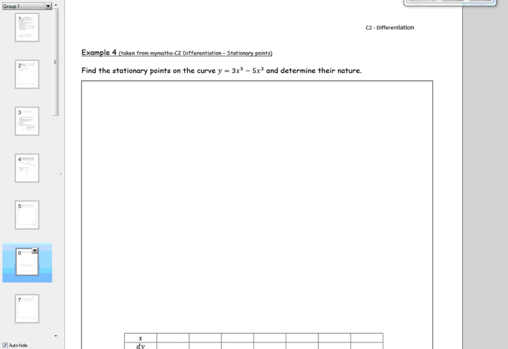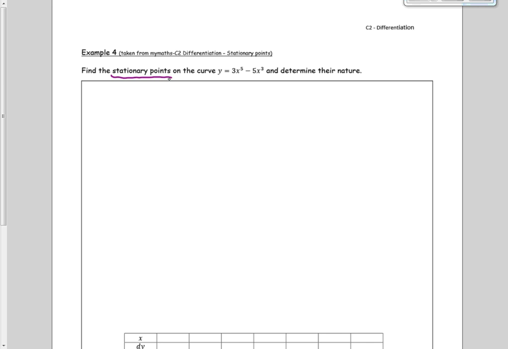C2, Differentiation Example 4. So here we're asked to find the stationary points on the curve y equals 3x to the power of 5 minus 5x to the power of 3 and determine their nature. So again, we need to remember what this term stationary point means. A stationary point is where dy by dx equals 0. So we need to find all these points from this curve and determine their nature.